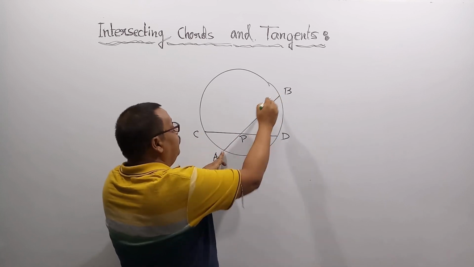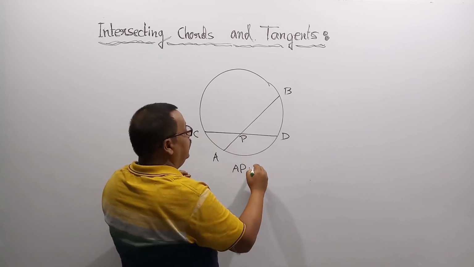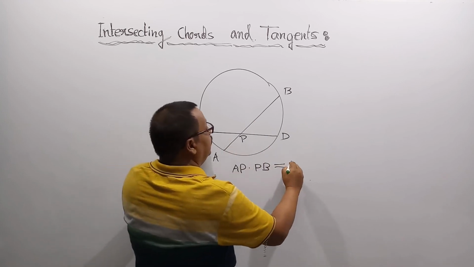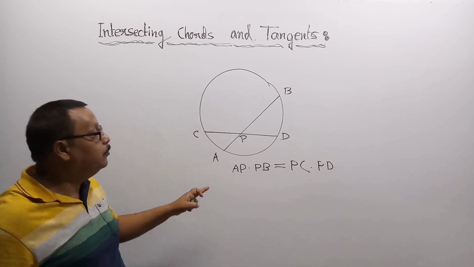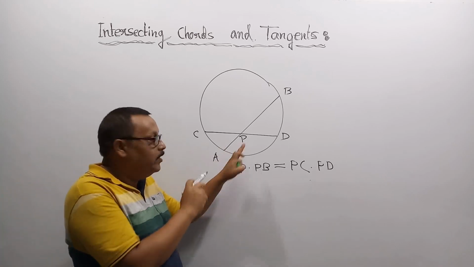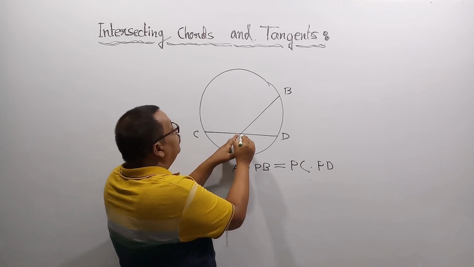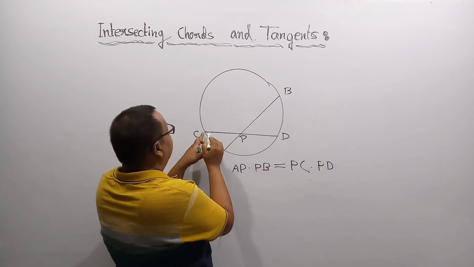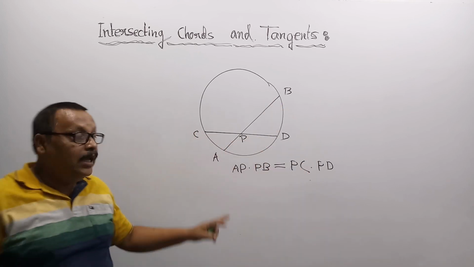Now we have to prove the segments for the chord AB, that is, the product of the segments AP and PB equals the product of the segments PC and PD. Clear? You have to prove this relation when the point P is lying inside the circle. That is, the product of the segments AP into PB for the chord AB equals, for the chord CD, PC into PD. How will you prove this?